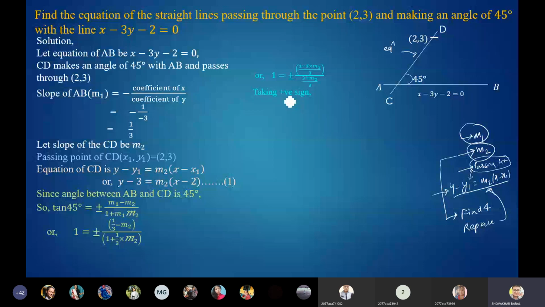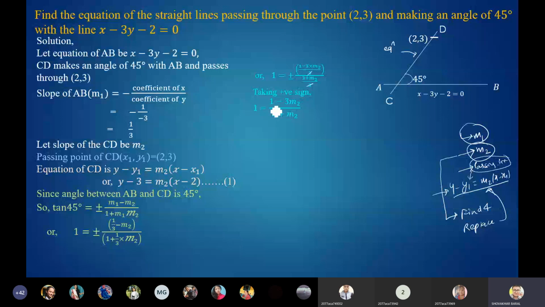Okay, please cancel this and just take the positive sign. Taking positive sign, we have both signs, positive sign and negative sign. At first, I'll take the positive sign and then the negative sign. I'll get the two slopes. Taking positive sign, 1 equals to (1 minus 3 m2) by (3 plus m2).